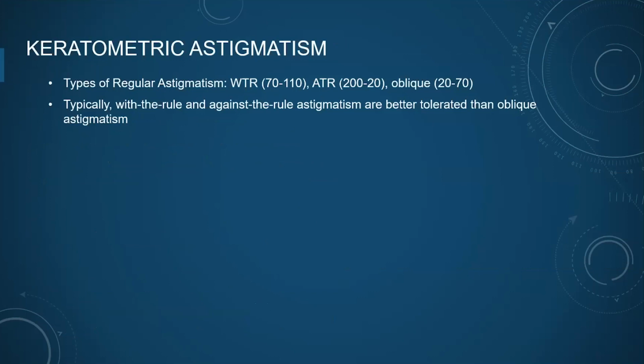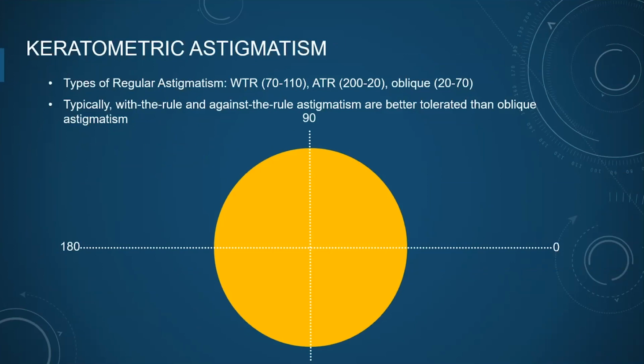We know that when we're younger, we have more with the rule astigmatism and we gain some against the rule astigmatism because of posterior corneal changes with aging that happen. But by and large, with the rule and against the rule are going to be much better tolerated than oblique astigmatism. So again, this is just a review. I'm sure most of you know this, but it always helps to understand what we're talking about.